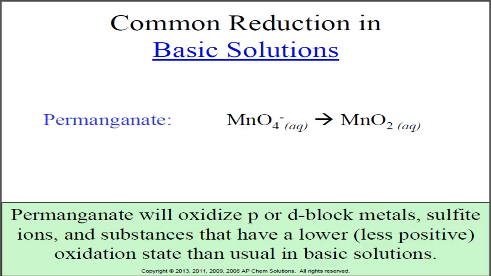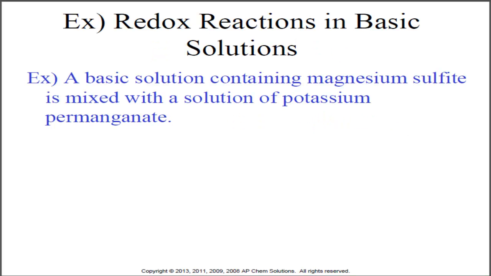So manganese is going to be reduced here from +7 to +4. Now note that the ion on the product side is different than it was in the acidic solution. It was manganese +2 in the acidic solution. So make sure you know the difference there.